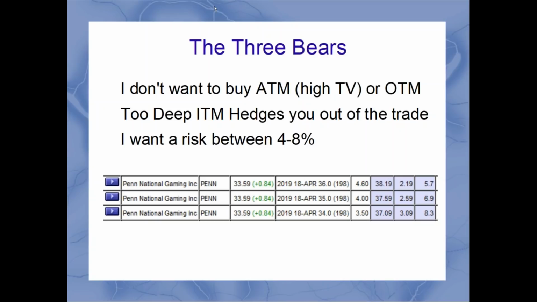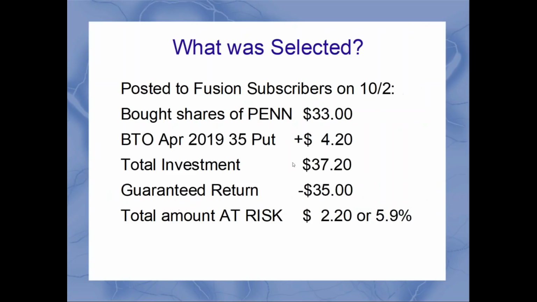Now, of course, during the trading day, I've shown you some examples of where the puts were when the stock was at 33. So what was selected? Well, in my personal account and posted to the Fusion subscribers at RadioActive Trading, on October 2nd, bought shares of Penn at $33. Did buy that April 35 put for $4.20. So the total investment is $37.20.